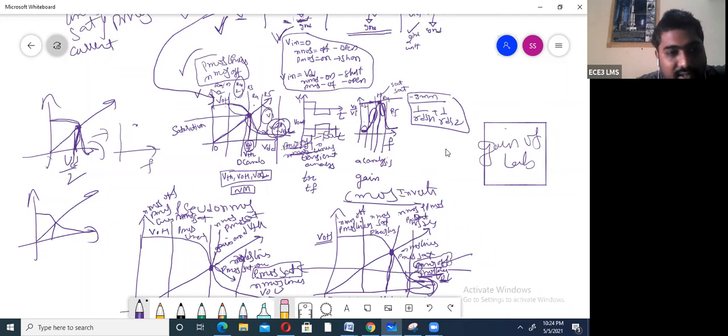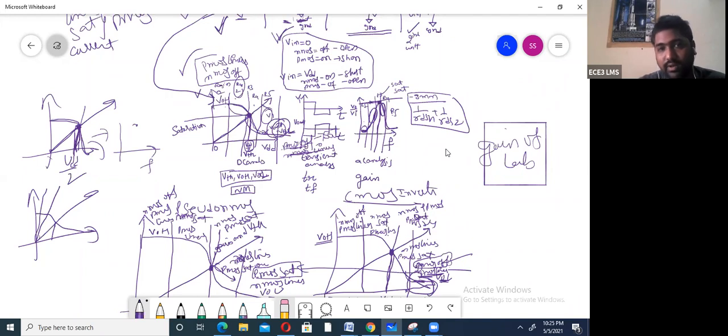If it is intersecting there, it means both the transistors are operating in the saturation region. Suppose it is intersecting somewhere else, then one is in the linear region and one is in the saturation region. If the input graph intersects like this, one is off. So exactly this should intersect at VDD by 2. Then only it is confirmed that both the transistors are in the saturation region, and you will get the maximum gain.